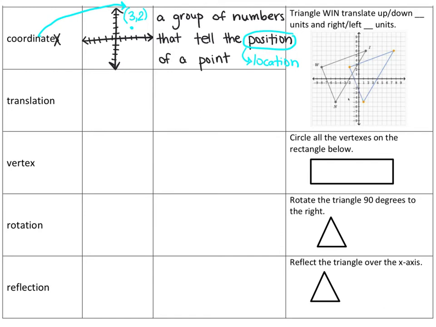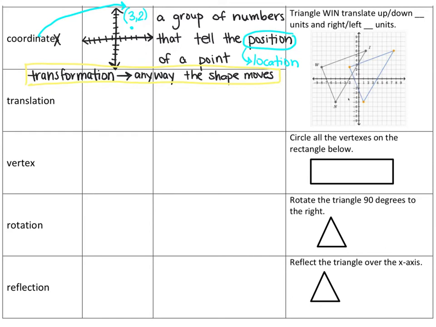Alright, the next word is translation. Do not get this confused within our next activity with the word transformation. Transformation is just any way that the shape moves. Put a box around that so you don't confuse it with any other part of this paper. You do need to know the word transformation, but it's not on this chart.